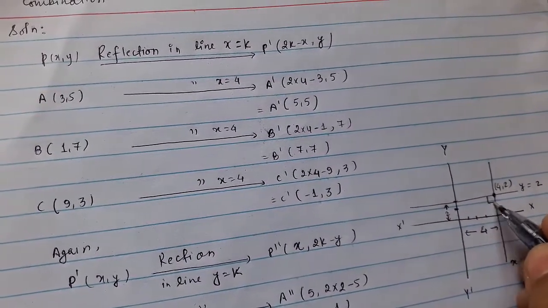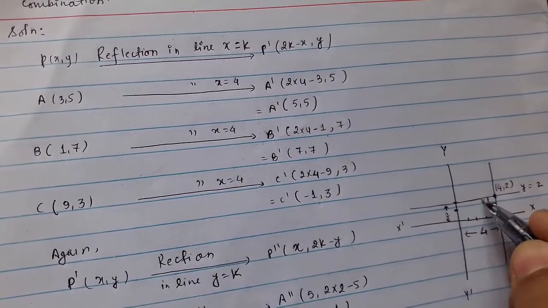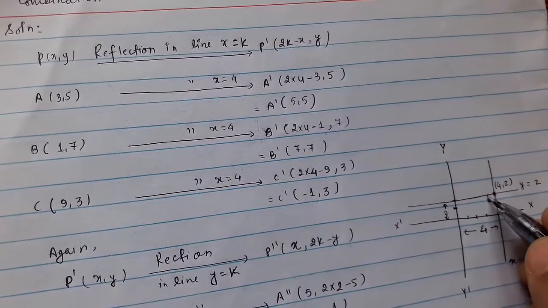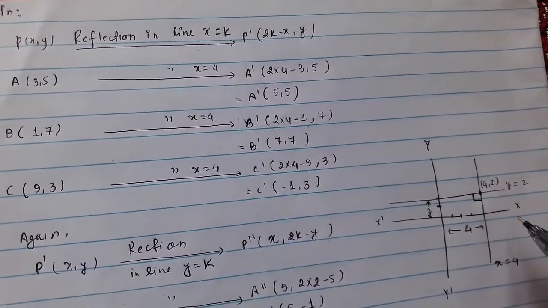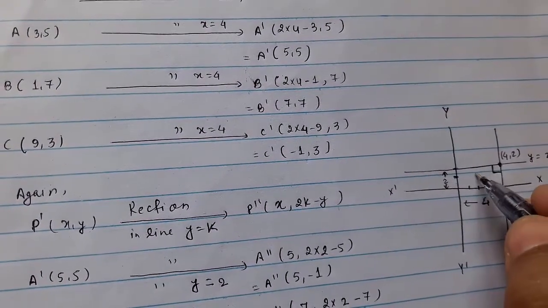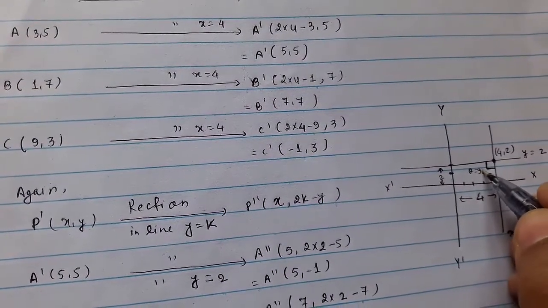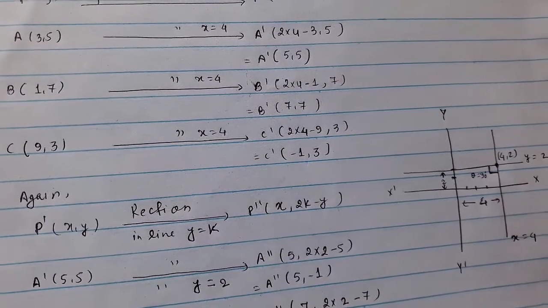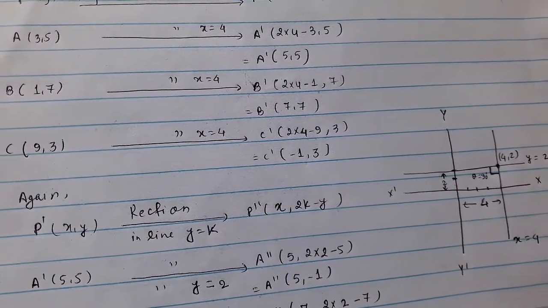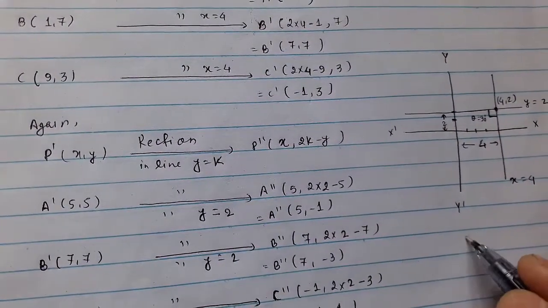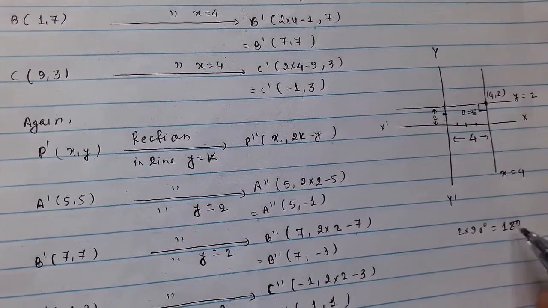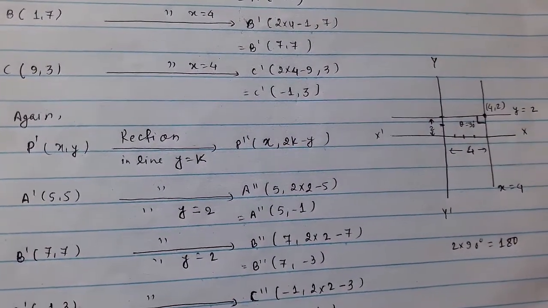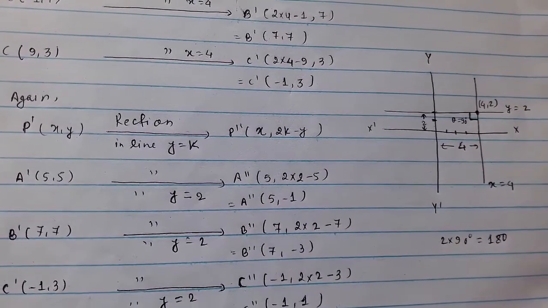The angle of rotation is double the angle between the axes of reflection. Here the angle between these two axes is theta equal to how much? 90. We need to double that angle, so it becomes 2 times 90, which is 180. In rotation, we need to decide whether it is clockwise or anti-clockwise.